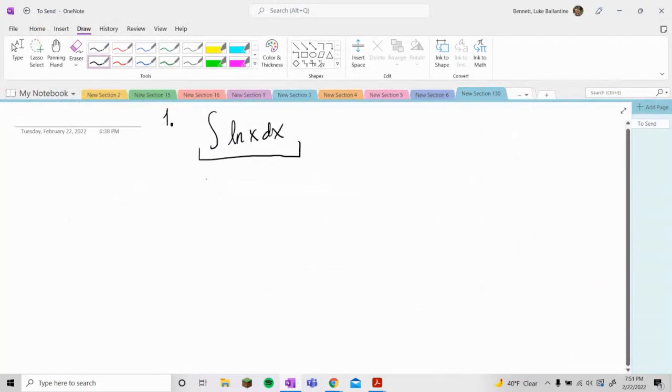Okay. Well, let's remember LIATE. This is logs, inverse trig, algebraic, trig, exponential. So if I have ln of x, we're going to use integration by parts. We're going to choose u to be the log. What's remaining is dv, which is just 1 dx. So if u is the natural log of x, what is du? And if we have dv, what is v?